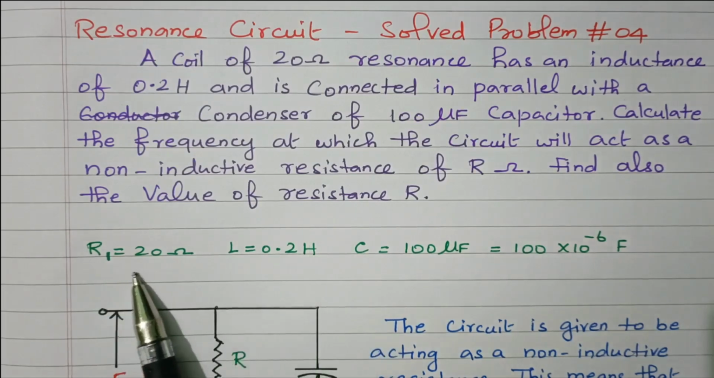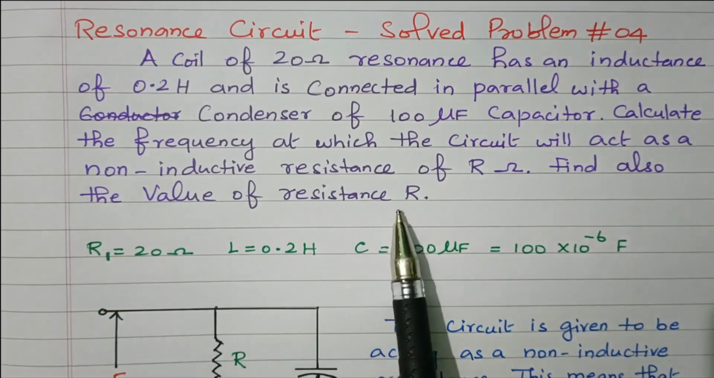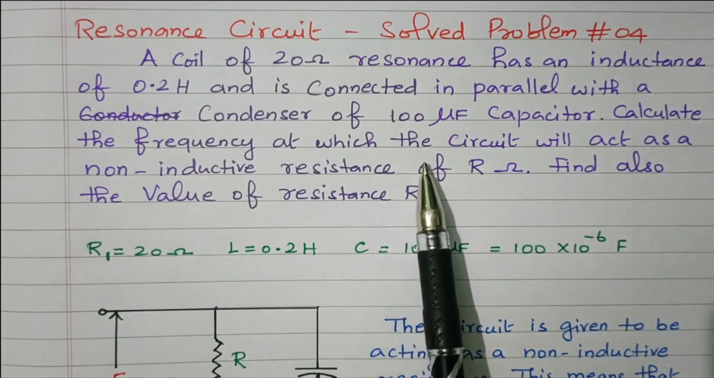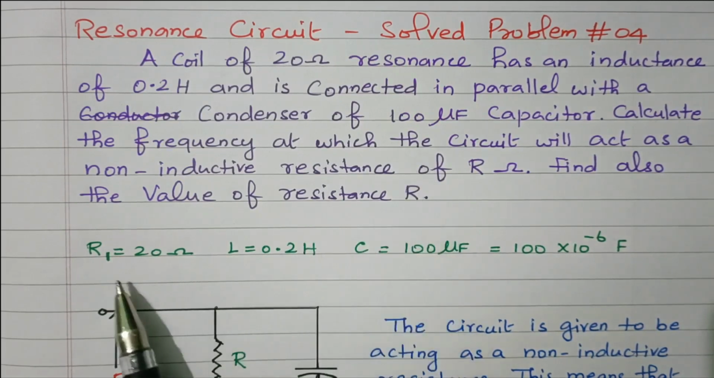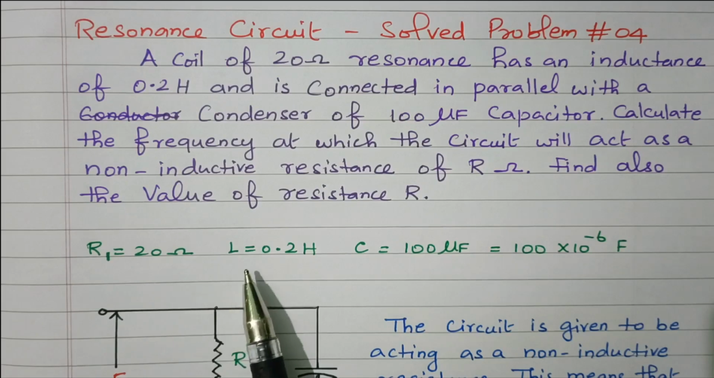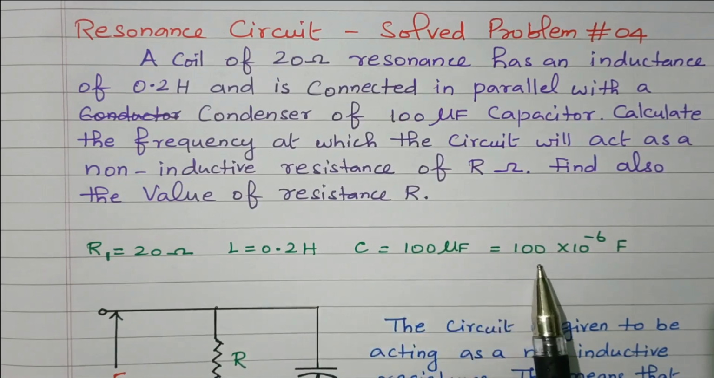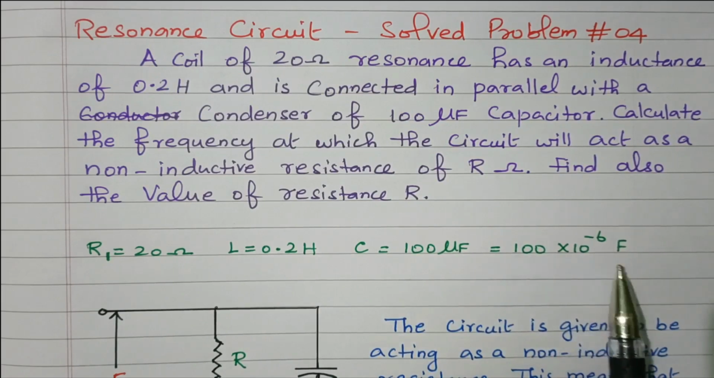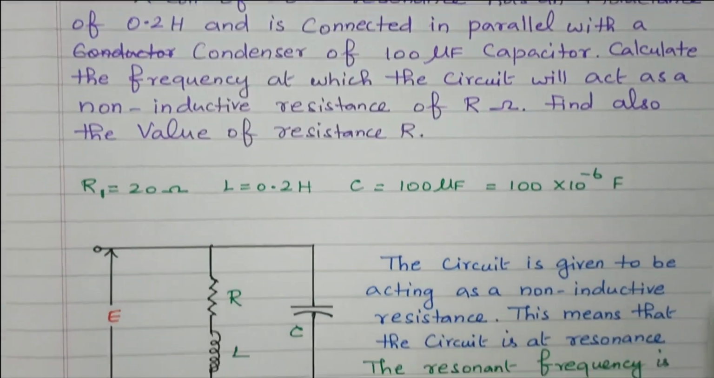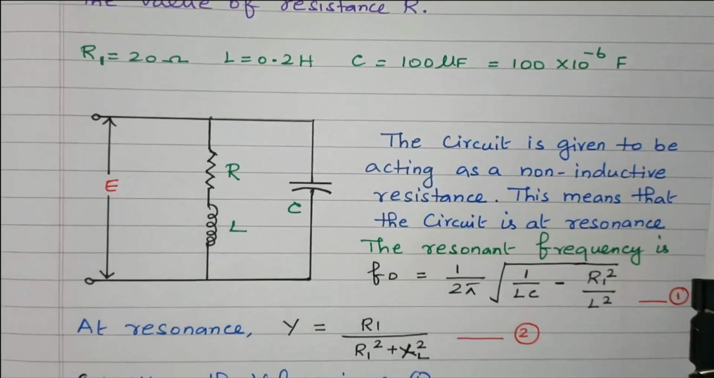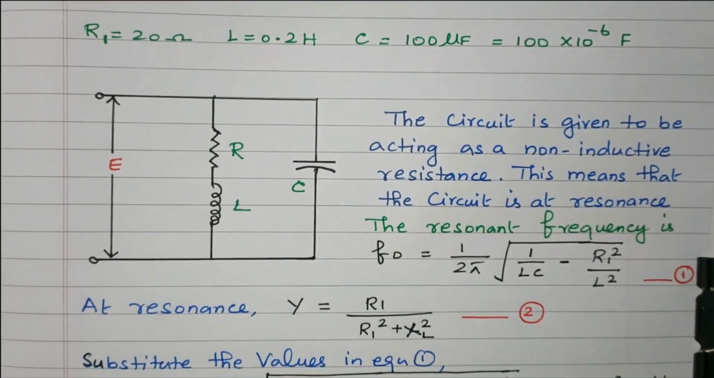So R1 is given as 20 ohm. We need to find the R value when it acts as a non-inductive resistance. So we'll take this as R1. L is 0.2 Henry. C is 100 microfarad, that is 100 into 10 to the power minus 6 farad. Now we'll see the diagram. So this is the given diagram.